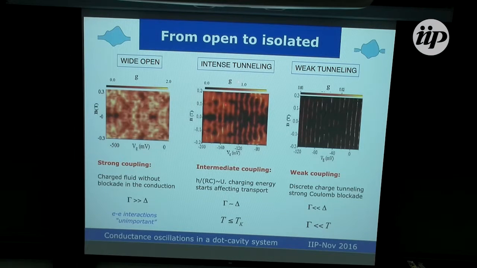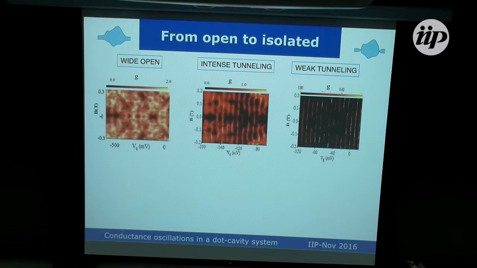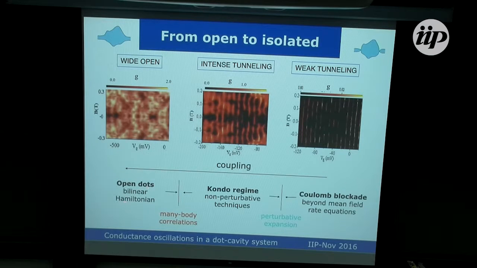And then there is this intermediate regime, where everything is more complicated. So how do you make this transition from here to here? And this is the most difficult thing to address for a theorist. And so these are the open quantum dots. The Hamiltonian is bilinear, like everything we have been discussing so far. Here it's a Coulomb blockade. In principle, it's a many-body problem, but there are ways to do perturbative expansions to explain it simply. And here is a non-perturbative regime where you have many-body correlations all over the place, and this is the harder part of the story.